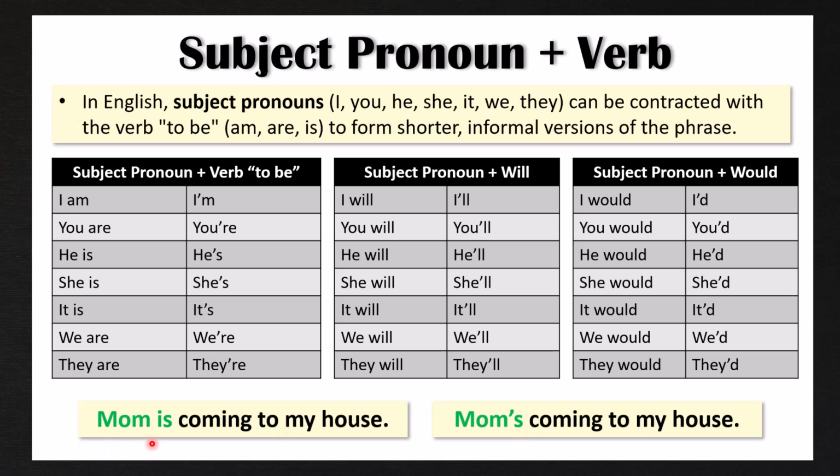The exception would be, let's say we're talking about Bob and Joe. Bob and Joe are coming to my house. In English, we would not say Bob and Joe're. Bob and Joe're would look very strange, and this would not be common. So usually we only add apostrophe S or make a contraction if it's third person singular.